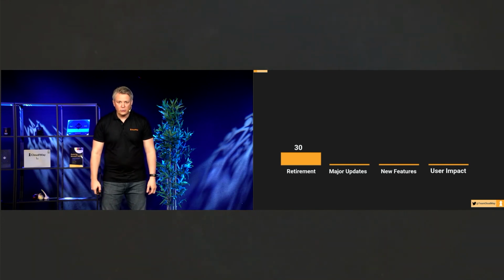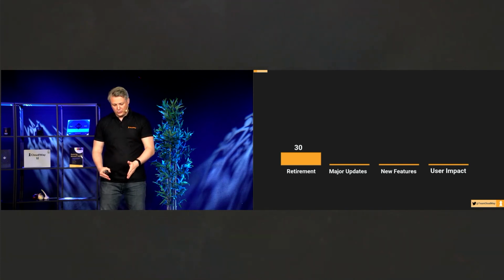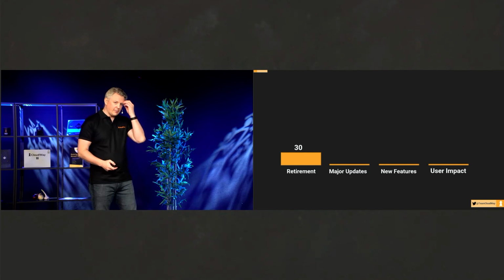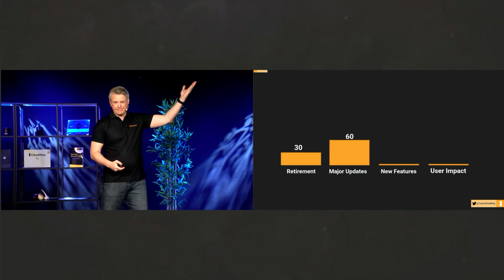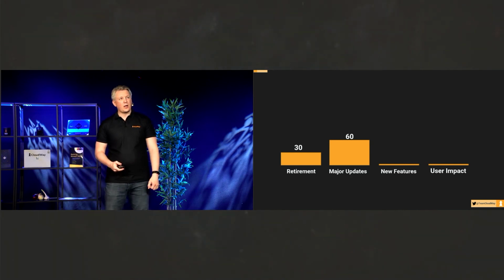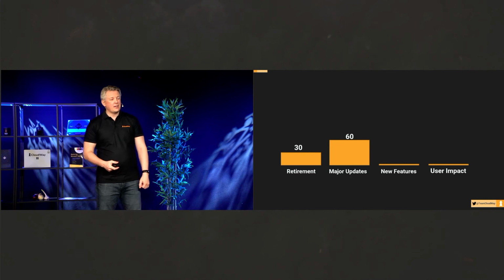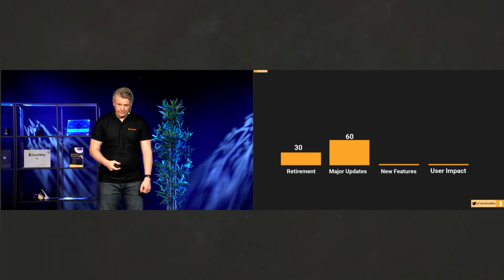How many do you think were major updates? This is between September 2020 and September 2021. How many do you think it was? Think about that in your head. How many do you think? 60? Yeah, okay. Over a year? It's 12 months in a year. It's 52 weeks. That's once a week, people. Major updates.